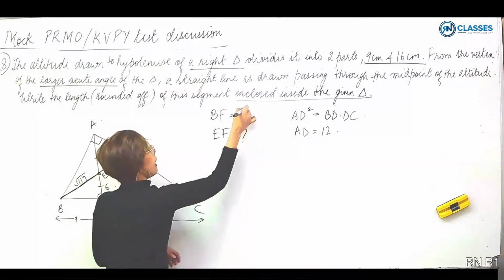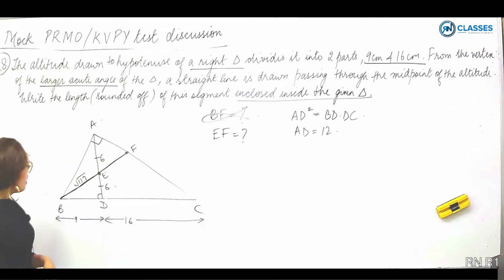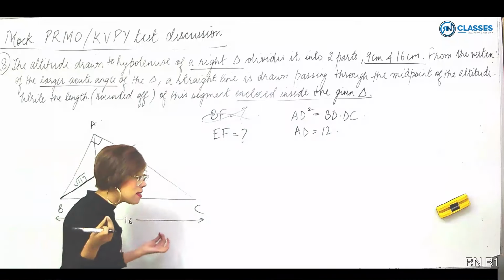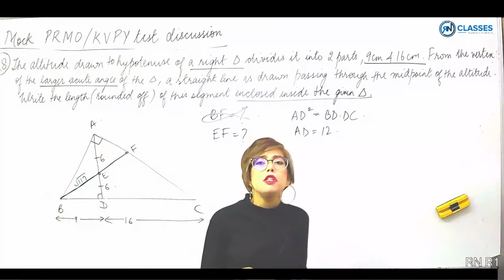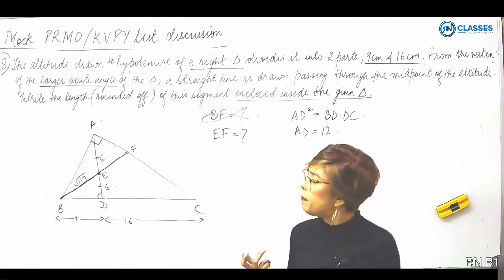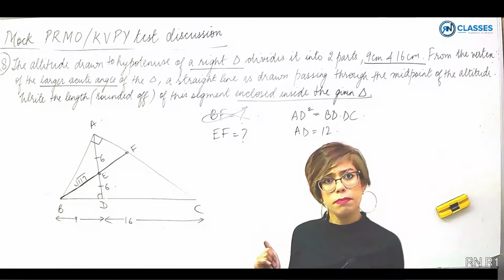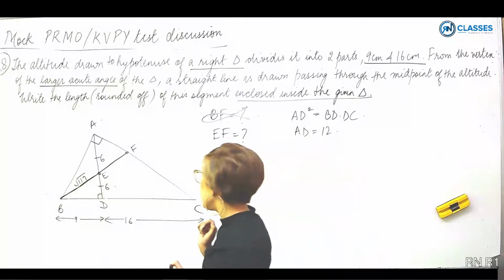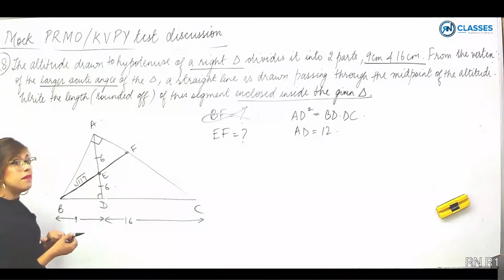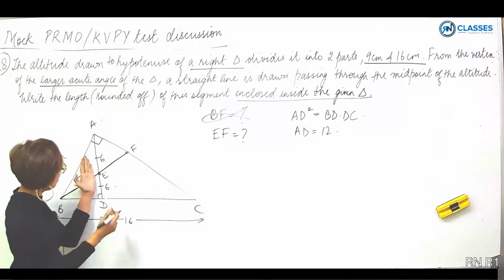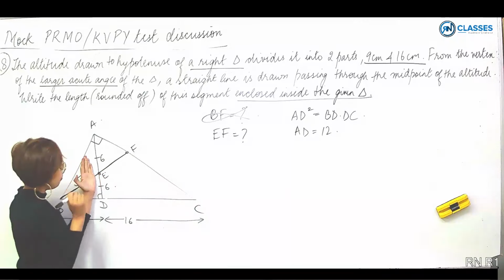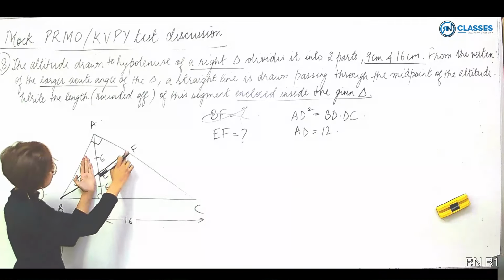Now my aim is to find the value of EF. I have to use the fact that this is the midpoint. Midpoint is there, so the midpoint theorem might come into the picture. But I don't have a parallel line. I need to make use of the fact that this is a midpoint. This is a line passing through the midpoint.